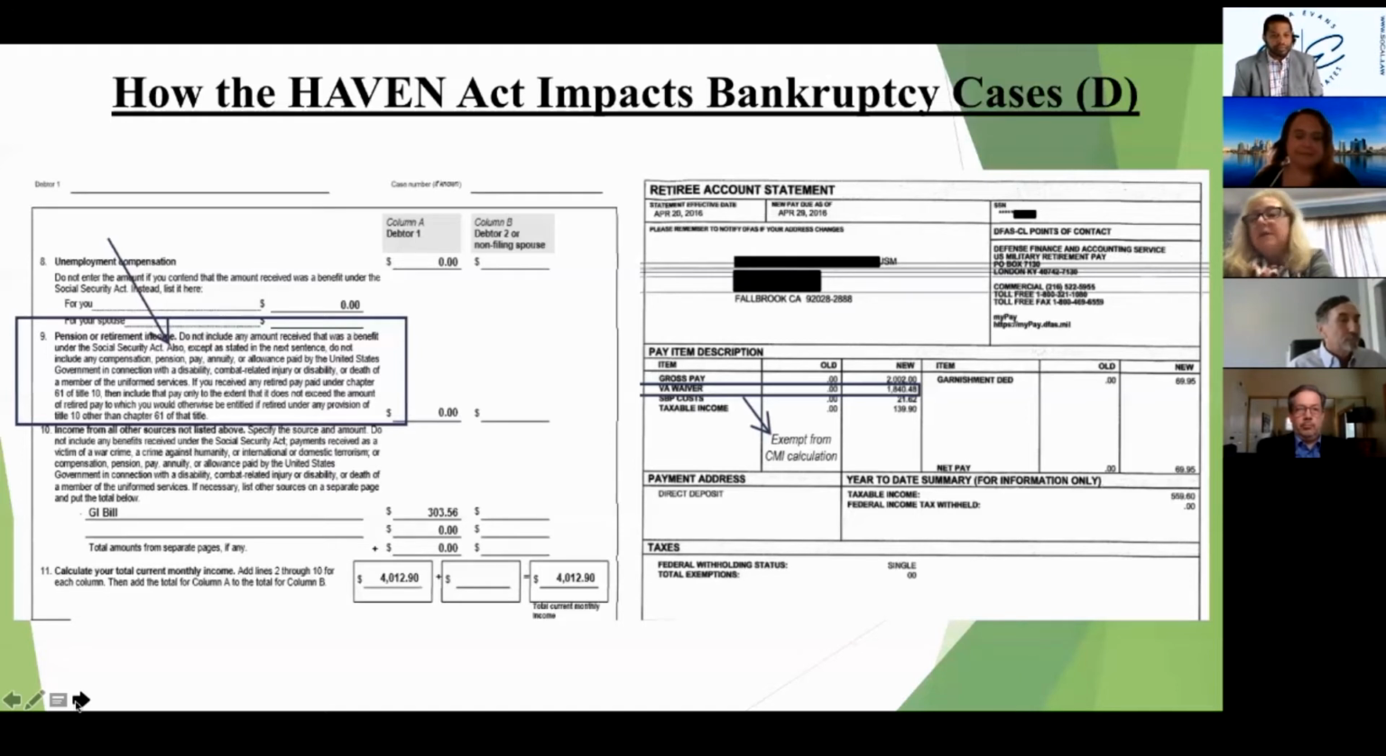So again, I think just to wrap up, if you've got a client who has military-related pay, spend some time on it. It could affect their ability to file a Chapter 7. It could also affect the commitment period for a Chapter 13 case. And that's it for me, Gary.